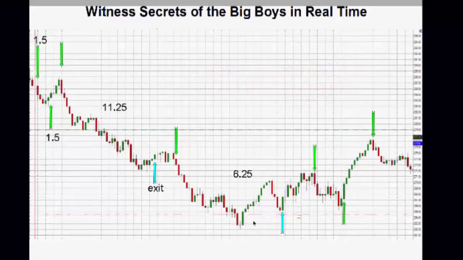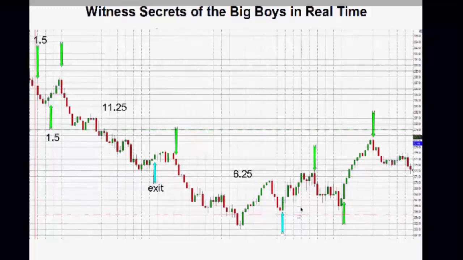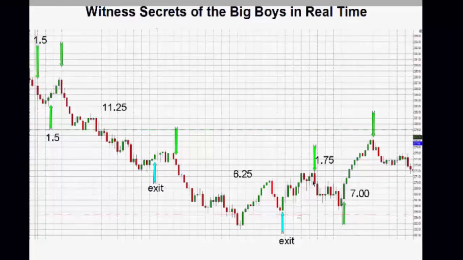Well, that's not the way the program worked with this. It didn't give us an exit until here. We went short again here after this exit. We scored 1.25 points there. Then we went long. We don't know how far this is going to go up. We don't know if it's going to go up and then go down. We just go until it tells us to, okay? Then we reversed on a signal up here and made another 3.25 points.